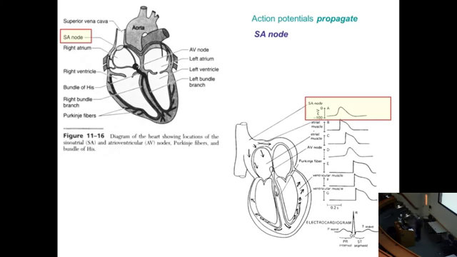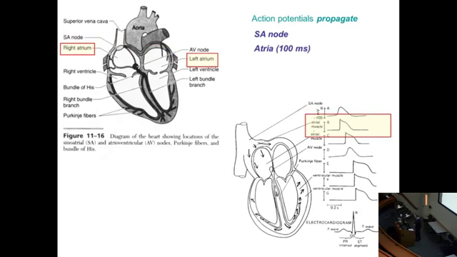We start at the SA node. It's about the size of a piece of rice, and it sits right in the cleft between the superior vena cava and the right atrium, okay? And in that area, you have these spontaneously depolarizing cells. They throw action potentials, and every action potential results in a heartbeat. So we hit threshold, our action potential propagates through the atria, both the left and the right, and it does that in about 100 milliseconds.